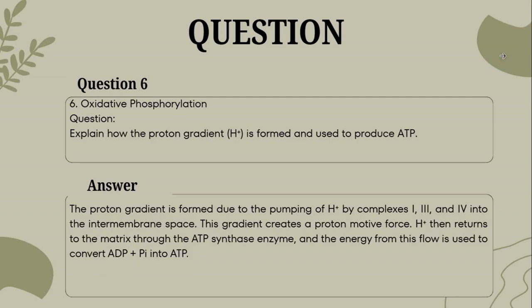The next question about oxidative phosphorylation. Explain how the proton gradient is formed and used to produce ATP. The proton gradient is formed due to the pumping of H+ by complexes 1, 3, and 4 into the intermembrane space. This gradient creates a proton motive force. H+ then returns to the matrix through the ATP synthase enzyme, and the energy from this flow is used to convert ADP plus Pi into ATP.